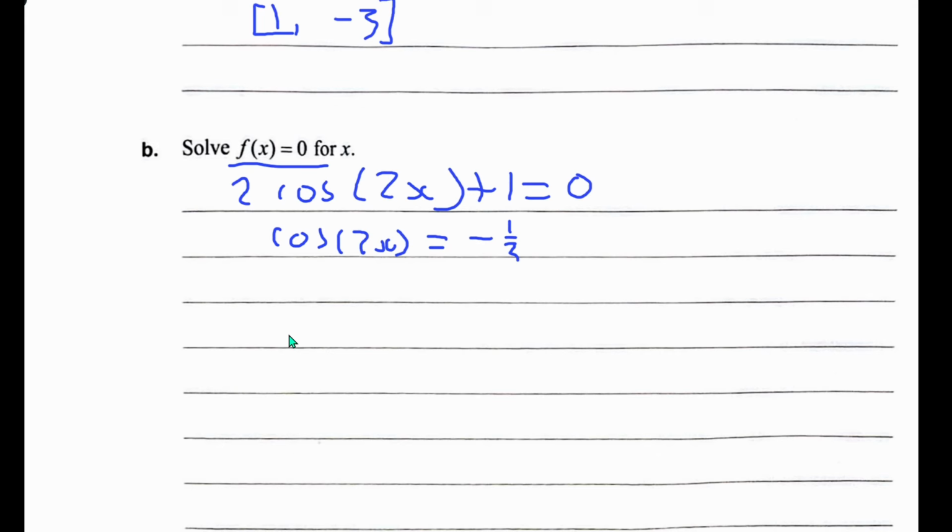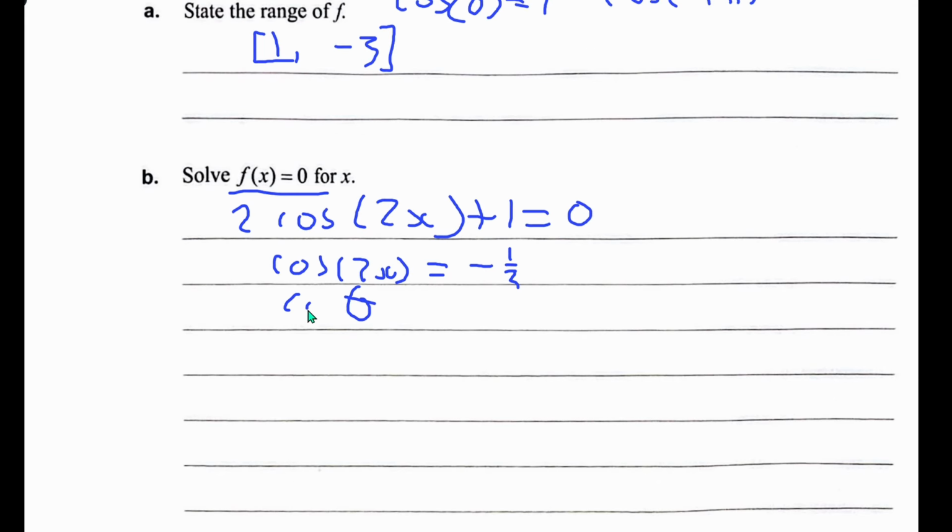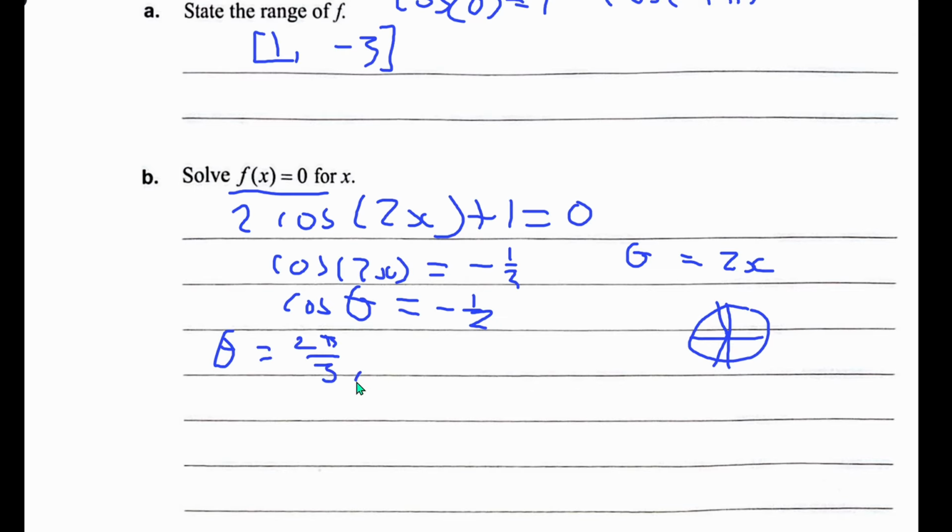-1 over 2. So let's just say cos theta equals -1 over 2. So for cos of theta to equal -half, that means we need a solution like this and this. So theta equals 2 pi over 3, 4 pi over 3, 8 pi over 3, and 10 pi over 3.